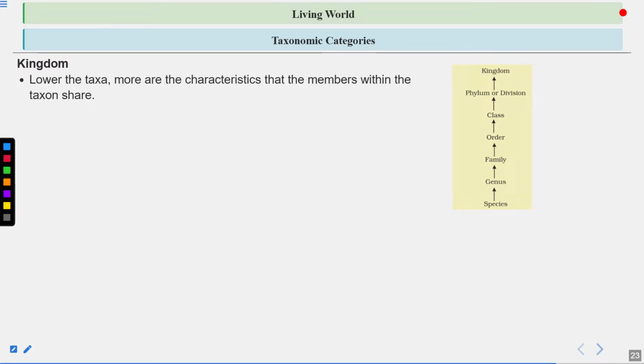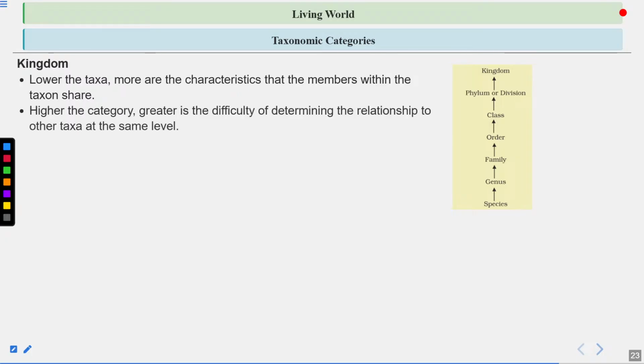Now, the lower the taxa, the more characteristics the members within the taxon share. This is also a very important point. The lower the taxa, the species, the lowest taxon, the more characteristics the members within the taxon share. This means there will be a greater number of shared or similar characteristics between the members of that taxon or that category.